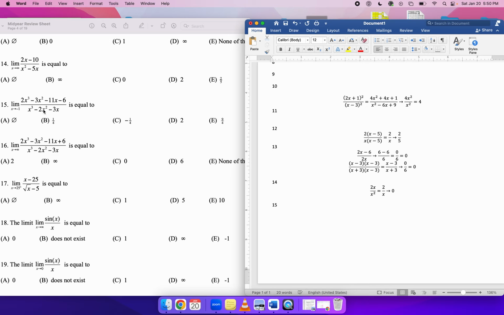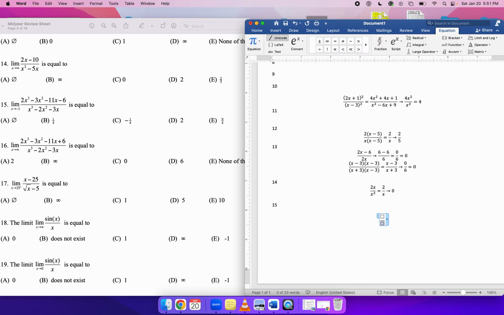Trying to simplify this, though, is very hard. You would have to factor this numerator. That's not easy to do. So I think this is one that you pretty much have to use L'Hopital's rule, unless you're amazing at factoring.